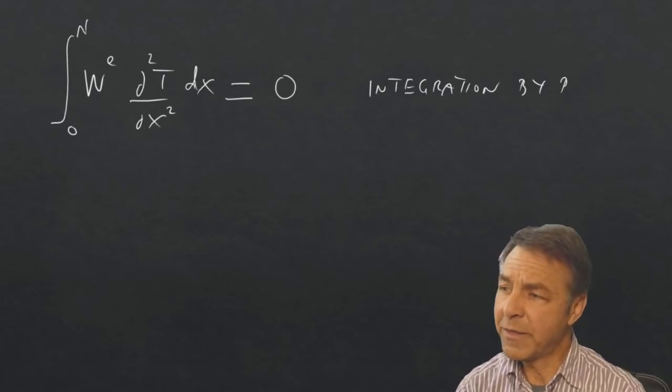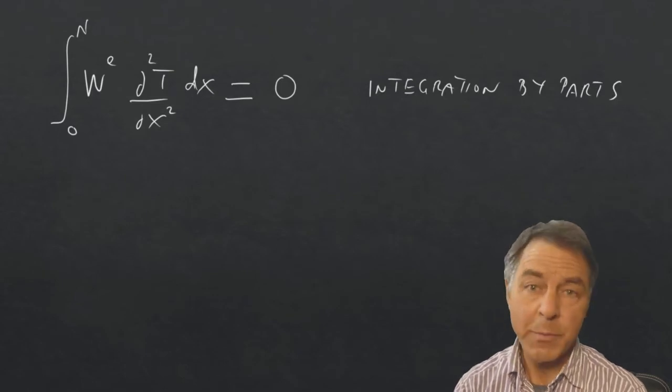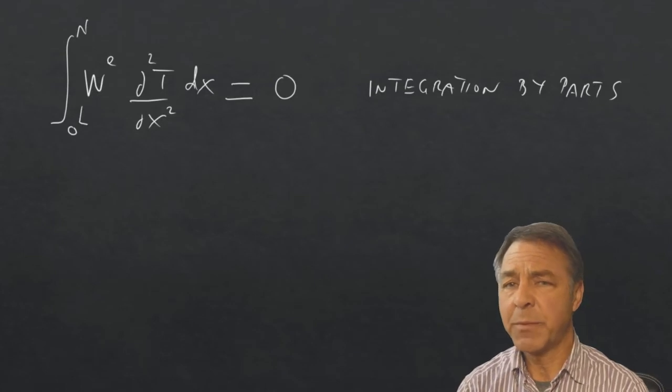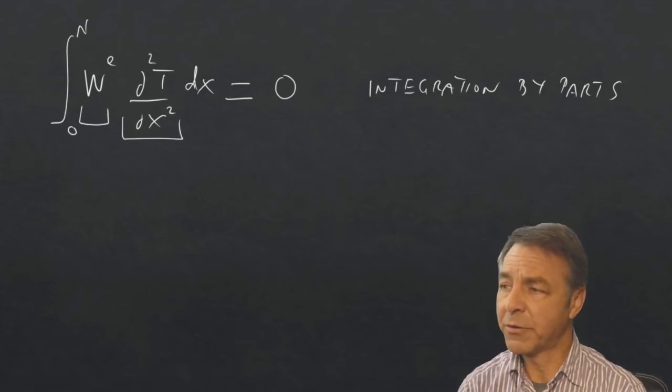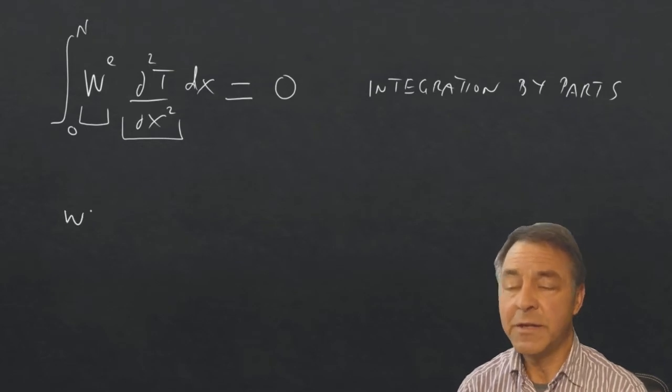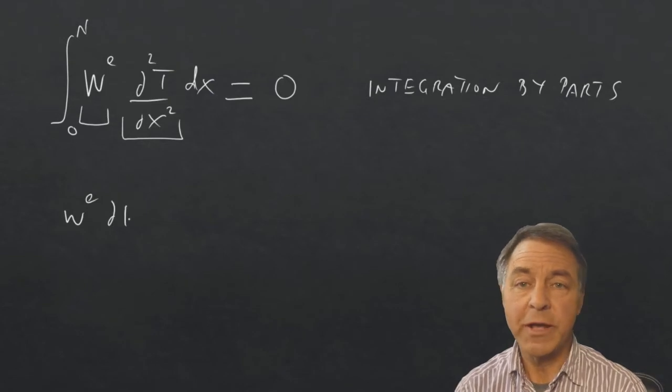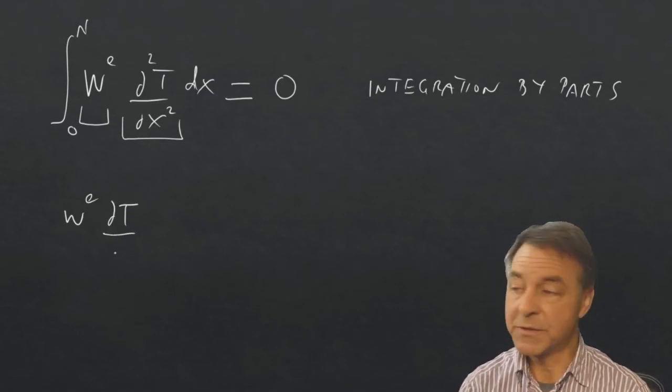We could integrate that equation by parts. You remember that from first year, maybe second year calculus. Integration by parts is a standard integral technique where you take two functions, in this case w and d squared T dx squared, and you try to separate them out and do the integrals in pieces.